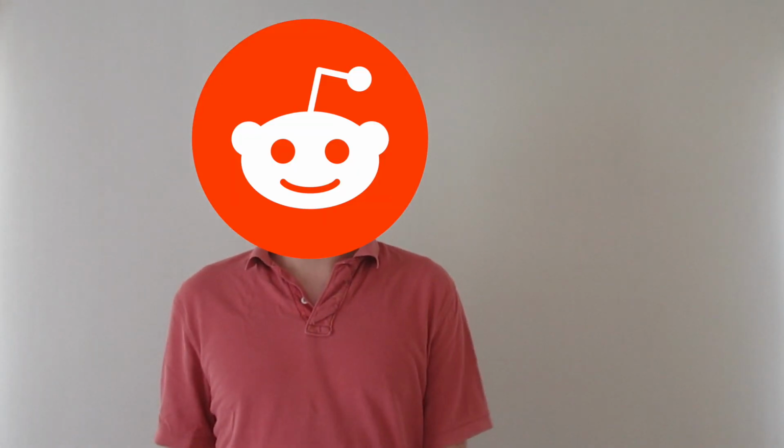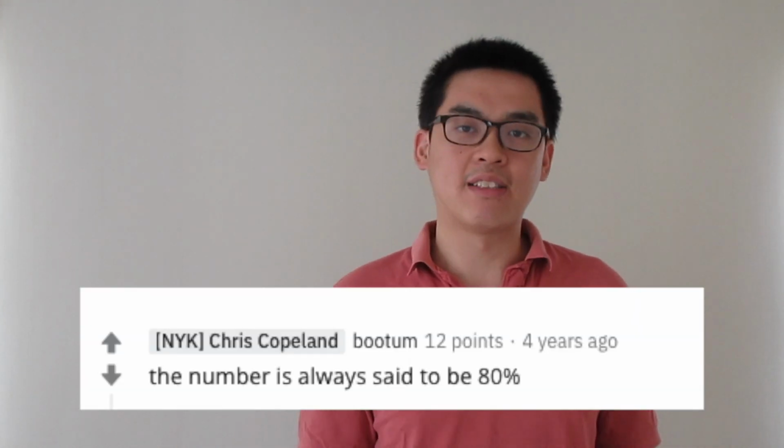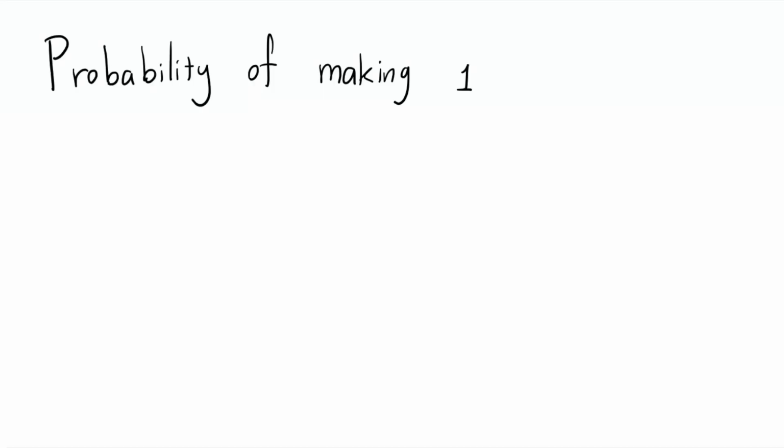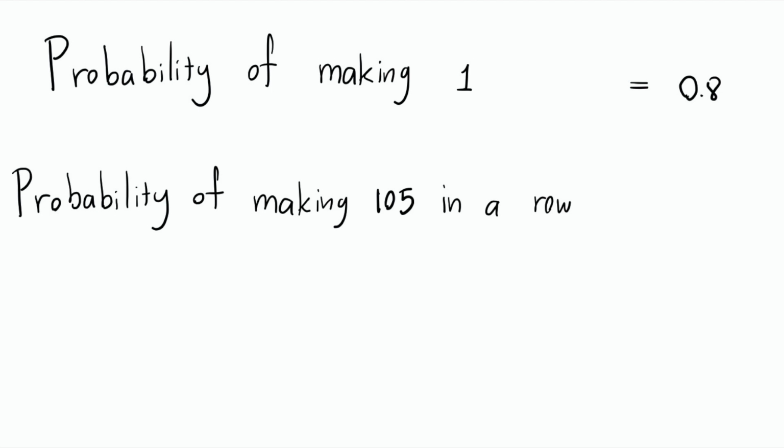So where else can we find this number? Alright, we can go to Reddit, right? Because Redditors know everything. In this thread, someone said that during practice, a good NBA player would make around 80% of their three-point shots. Is that what we're looking for? Let's find out. Let's assume that the probability of making one shot is 80% or 0.8. Then the probability of making 105 in a row would be 0.8 to the 105. I have done the math. That turned out to be 6.67 times 10 to the power of minus 11.